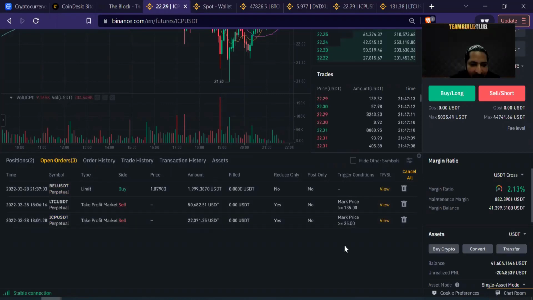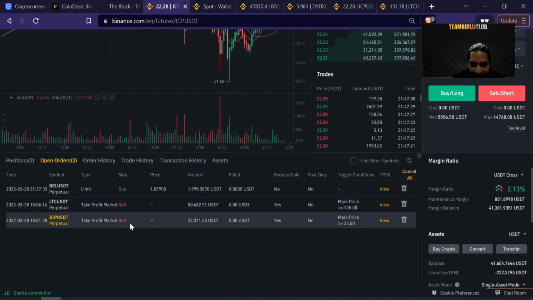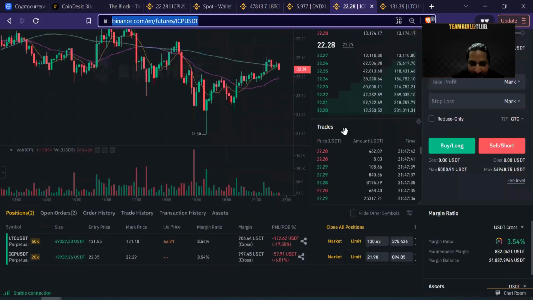And guys, the reason it's showing take profit market sell is that when you set the take profit, it's going to show on open orders. So take profit for LTC, we are showing ICP, right? So for ICP it's 25. When it reaches 25, because we just saw ICP is 22.21, whatever it is on the chart, this is going to close automatically. It's going to close automatically.